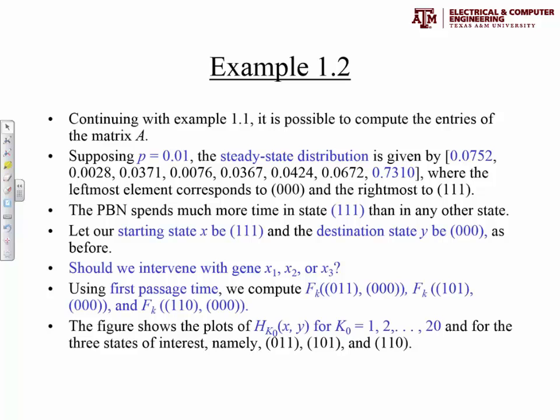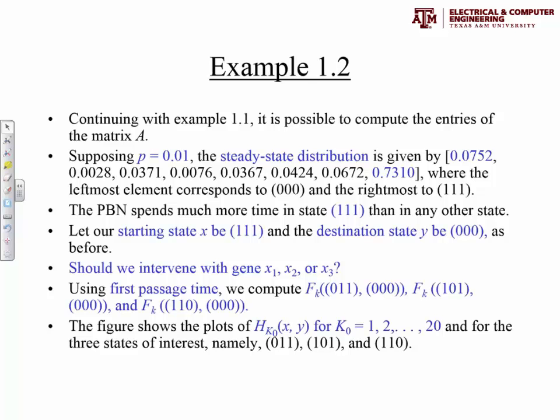Using first passage time, you can compute this quantity. If you intervene with the first one, you will have to go from 0, 1, 1 to 0, 0, 0. If you intervene with the second one, you'll have to go from 1, 0, 1 to 0, 0, 0. Intervene with the third one, you will have to go from 1, 1, 0 to 0, 0, 0. So you can go ahead and compute this quantity, and you can add this up, let's say over 20 time steps, you add up all these probabilities.